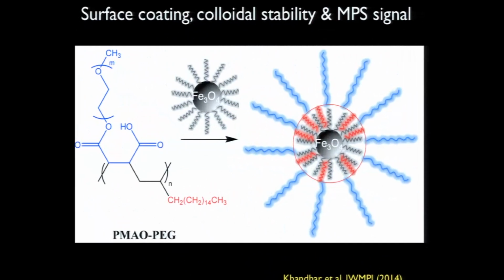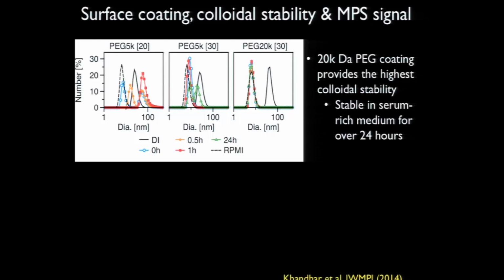So the surface coating, colloidal stability, and the MPS signals, this is what we do. Because we make it in organic solvents, you have one layer of surfactant around it, and then we put a second surfactant, or second organic polymer, to transfer it to the water phase. And again, here we are interested in stability.